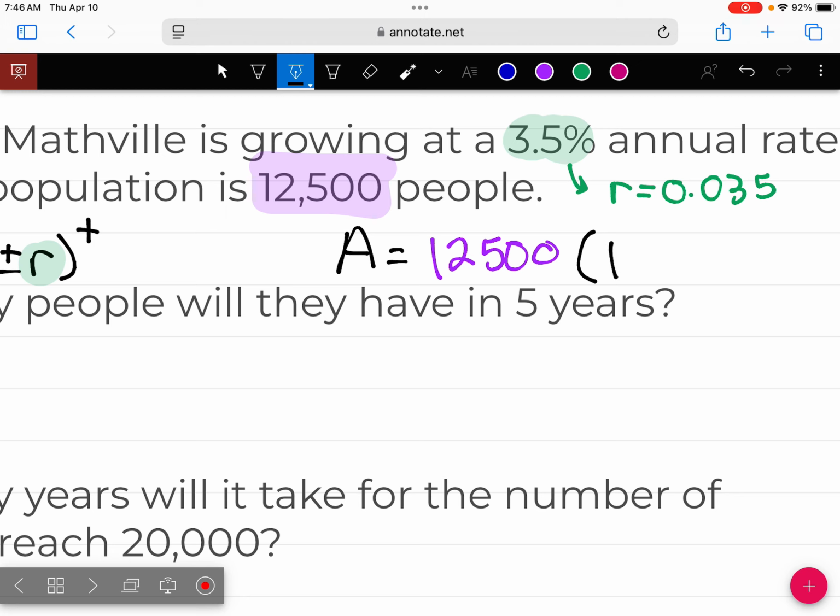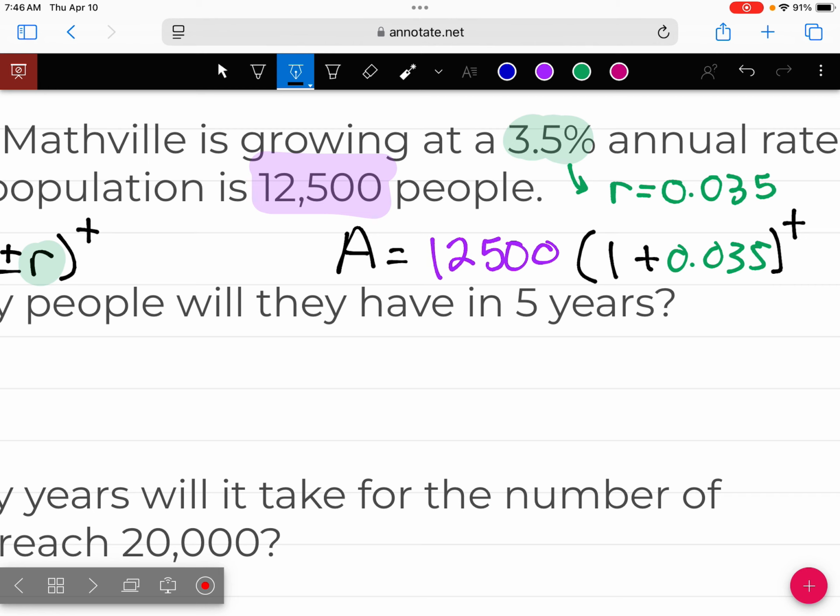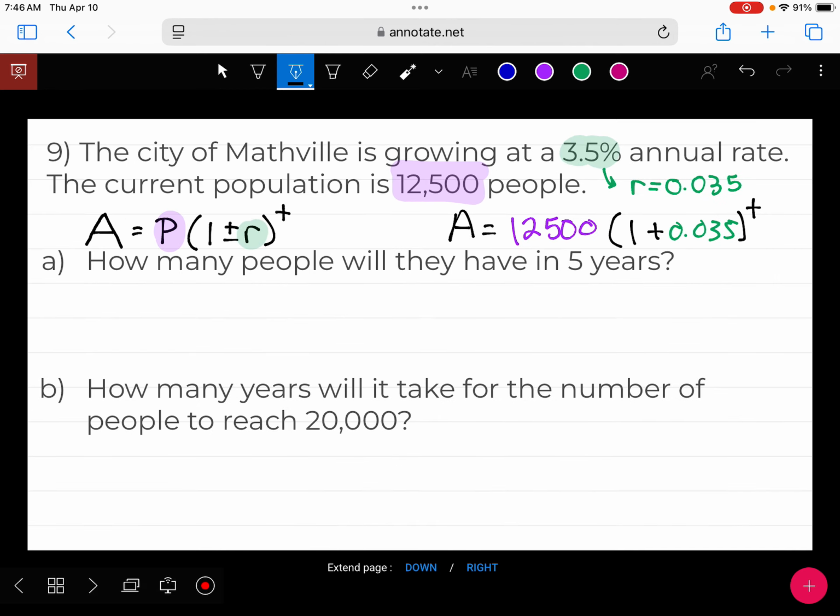Are we going to use the plus or are we going to use the minus? The plus, because we see that it is growing at that 0.035 to the t. So the first question we're asked is how many people are going to be there in 5 years? How do we figure that out? Put 5 in for t. A is actually 100% an exponential question. It's what we did in the last chapter.